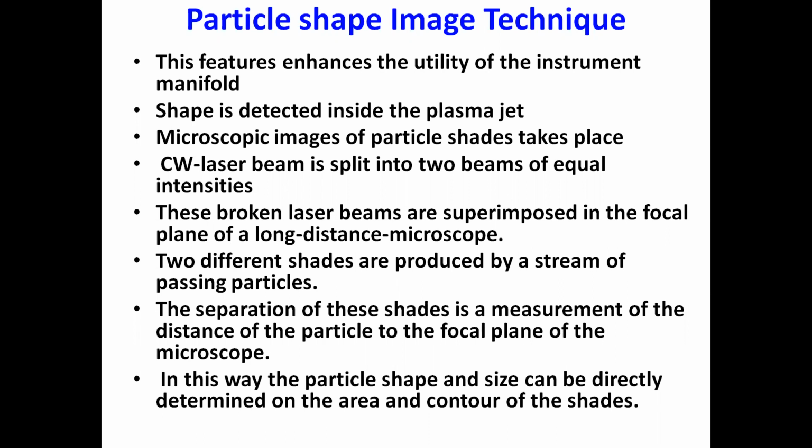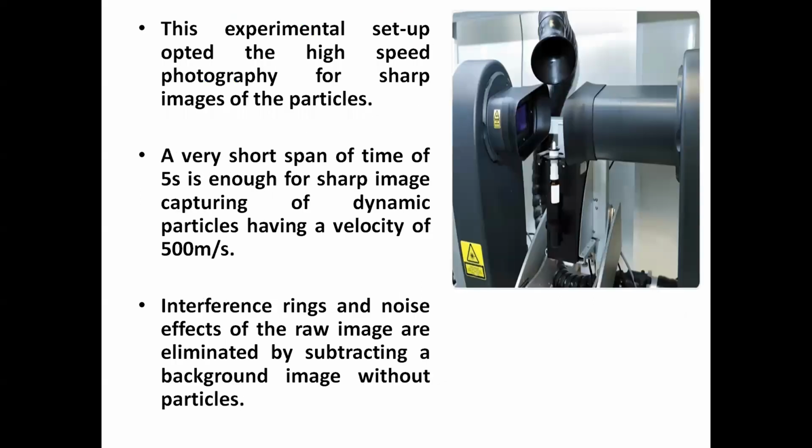These broken laser beams are superimposed in the focal plane of the long distance microscope. Two different sets are produced by a stream of passing particles. Suppose one is red and another is blue or green or yellow, whatever it is. The separation of these sets is a measurement of the distance of particles to the focal plane of the microscope. This way, the particle shape and size can be directly determined on the area and contour of the sets that can be captured. So this is a setup which you can see here.